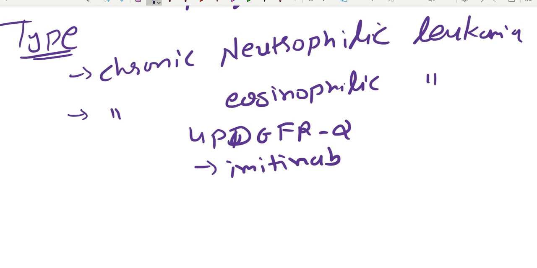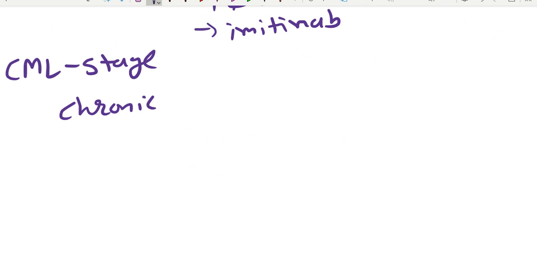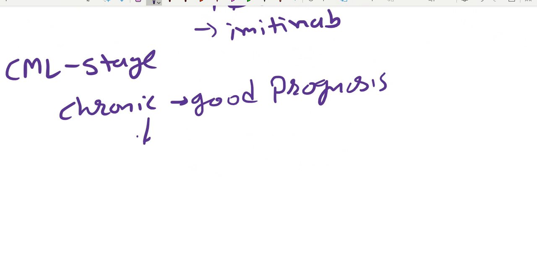Now the stages of CML. There are 3 stages. First is the chronic phase. Chronic phase has a good prognosis. It is followed by the accelerated phase. The accelerated phase is followed by the blast phase.